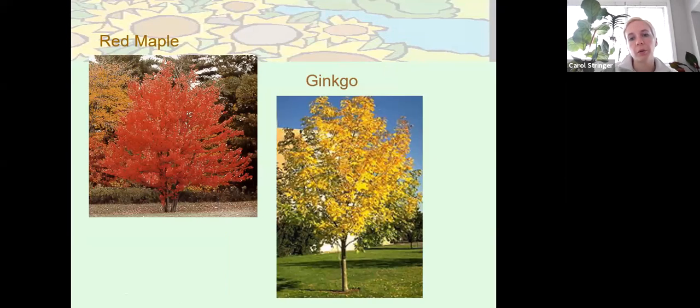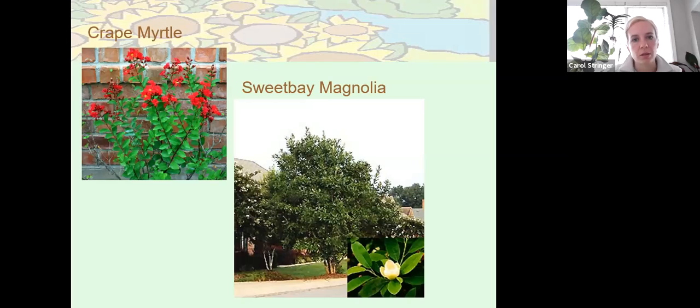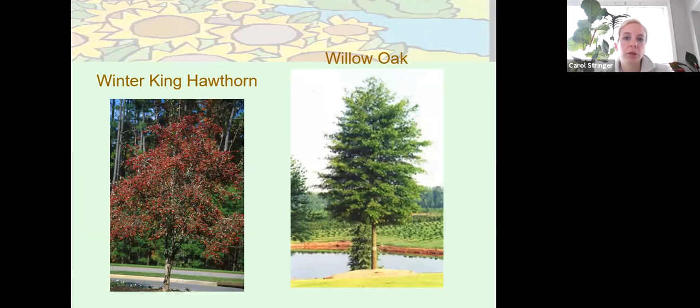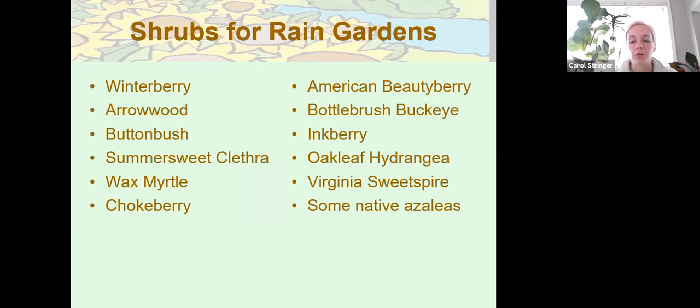Red maple and ginkgo are good for color in the fall. Crepe myrtles and sweet bay magnolias are good for some of the flowering, if you want a tree that has some flowers to it. Green ash and tupelo are both attractive native trees that do well in a rain garden situation. They have some fall color. And then finally, willow oak is a good one. That'll be a slow grower, and winter king hawthorn as well. So those are some trees that would do well in a rain garden situation.